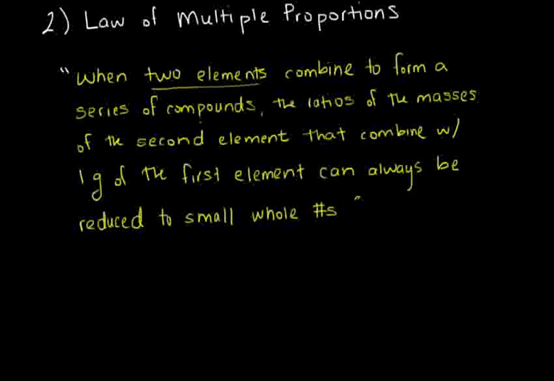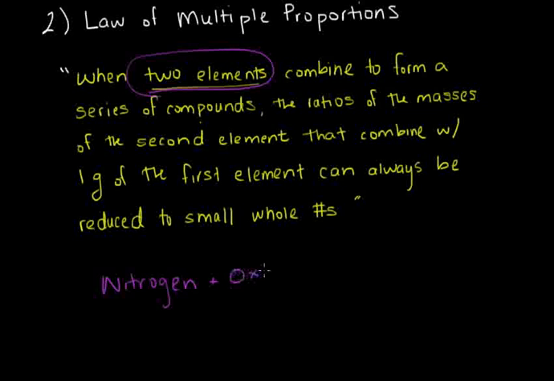Let's change colors. Nice magenta. 2 elements. So say we've got nitrogen and oxygen. Well, we know from the law of definite proportions that when we create a compound, say NO, there's always going to be the same ratio of nitrogen to oxygen. But that doesn't mean whenever we add nitrogen to oxygen, we're always going to get the same compound.